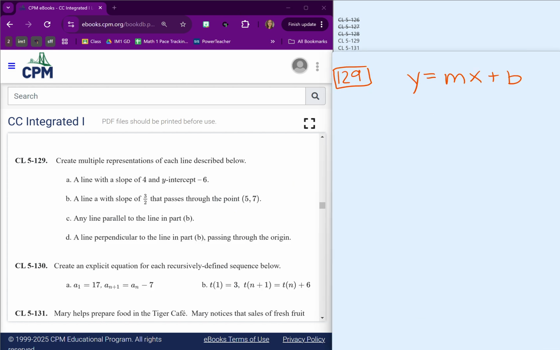Okay, moving right along to 5.129. These are all questions asking you to write an equation of a line, which we learned in chapter 2, but they've gotten trickier since then, or we've tried new methods, so let's test out each one.